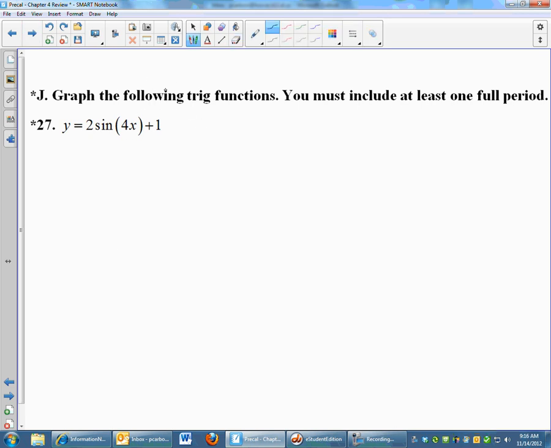So starting with 2 sine 4x plus 1, the second I see that I'm doing a sine graph, I automatically think, okay, I know sine starts at the origin and completes its first period like this. And I do want you to label the x-coordinates of the max and the min, as well as the x-coordinates of any x-intercepts. So I want you to label those points.